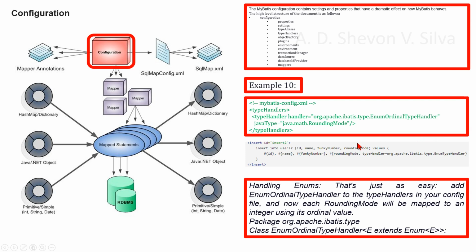The automapper will automatically use the ordinal type handler, and so if we want to go back to using the plain old ordinary enum type handler, we have to tell it by explicitly setting the type handler to use for those SQL statements.